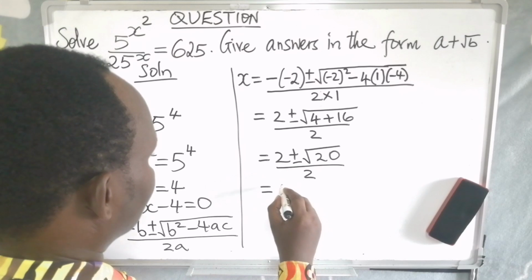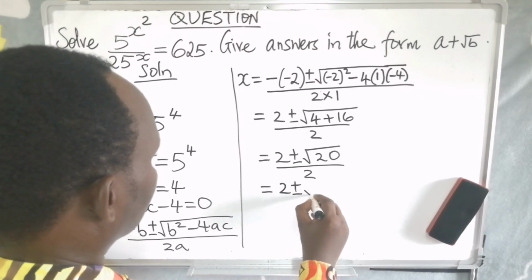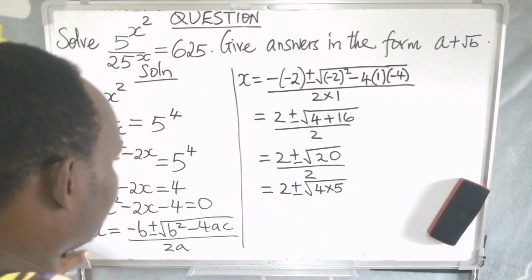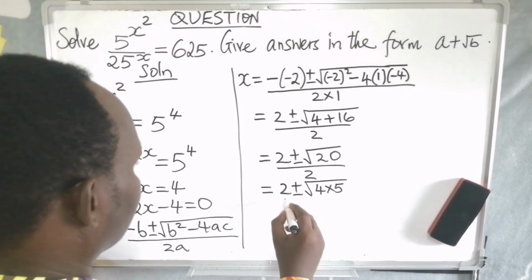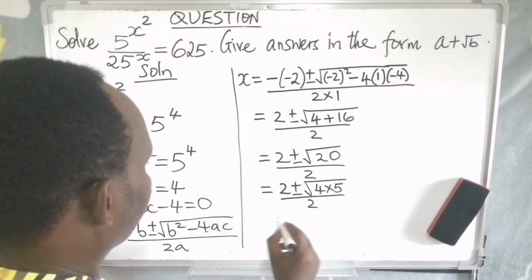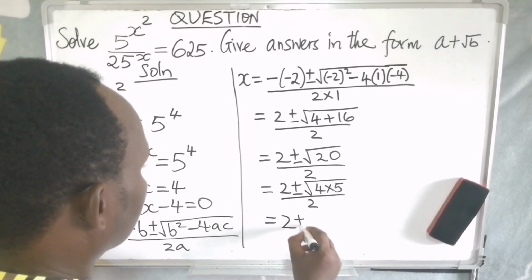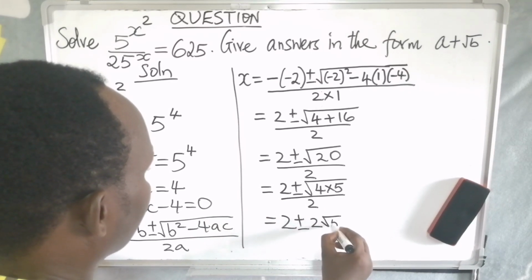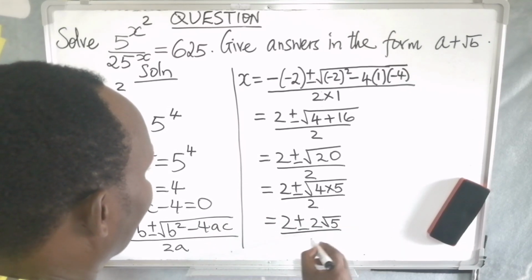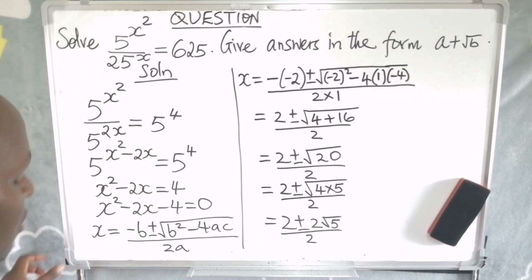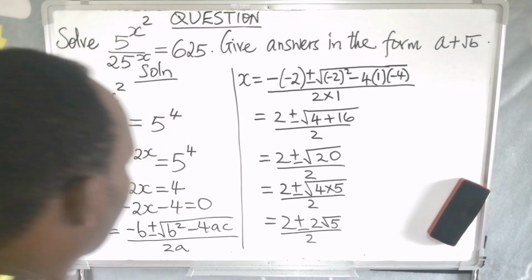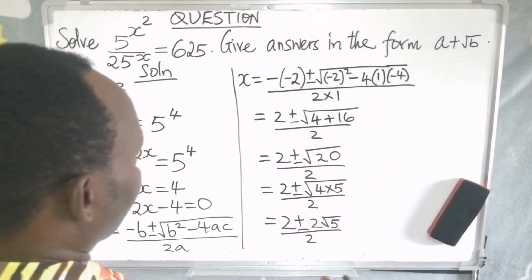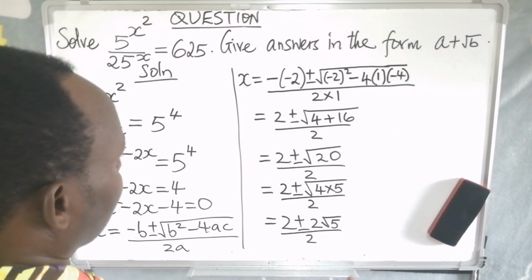But we notice that 20 can be written as 4 times 5. Since 4 has a square root, it's possible to find the square root of 4, which is 2. Then we retain the root 5 because we cannot get an exact square root of 5. It's going to be a decimal, right? And since we are required to find our answer in the form a plus root b, then maybe our b is going to be 5. Let's see.